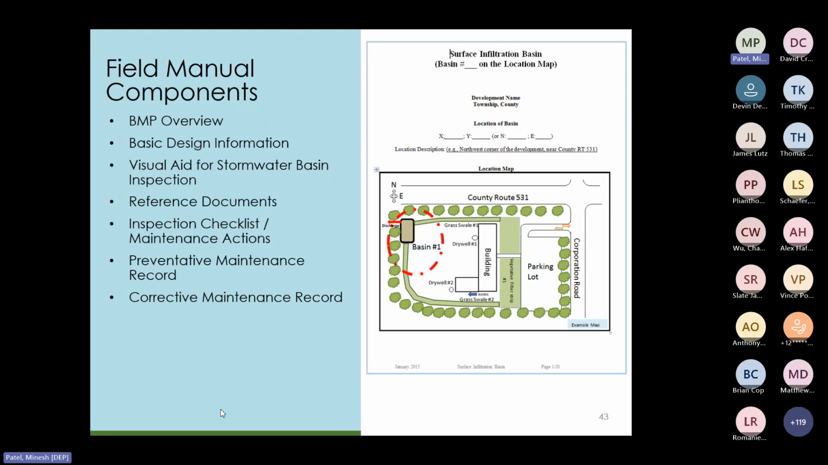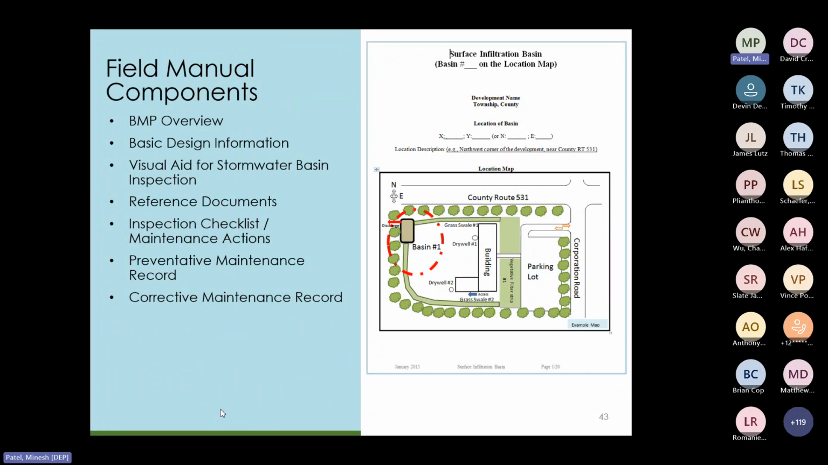Each BMP should have its own field manual because each of them has different functions and components that need to be inspected and maintained. The field manual templates include the components as shown on the left. They are BMP overview, basic design information, visual aid for stormwater basin inspection, reference documents, inspection checklist / maintenance actions, and then preventative and corrective maintenance records.